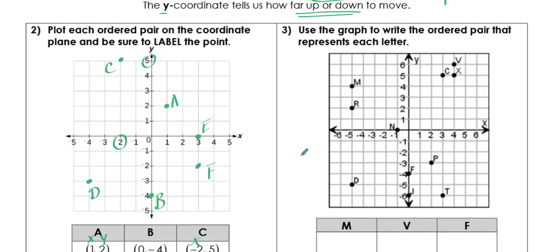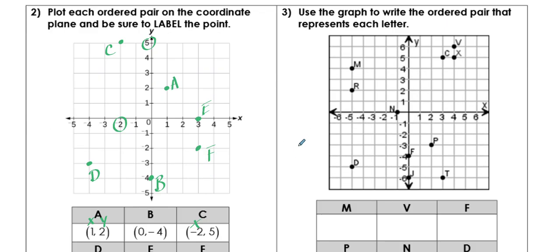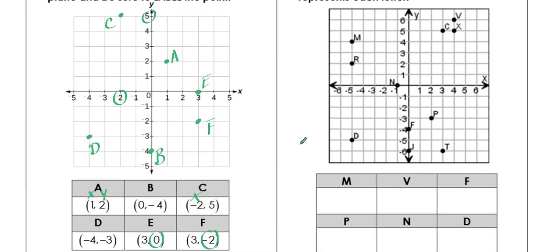On the second example here, we're basically just doing the opposite. We're reading the coordinates from each of these points. We're trying to figure out where is M. Well, I always list the left and right, or the x-coordinate first. So we go to -5, and then up 4. -5, 4. For V, you see that's up there. I'm going over 4, up 6.